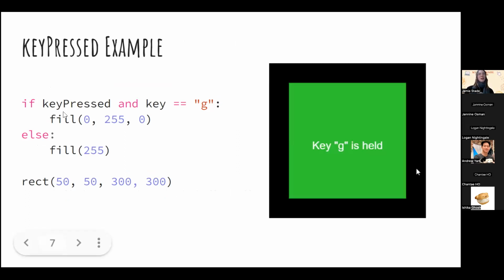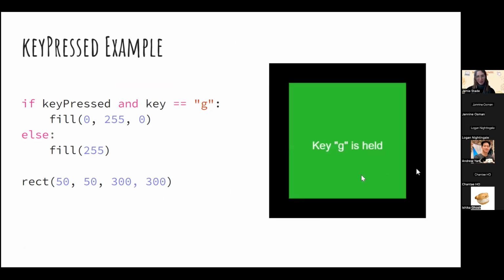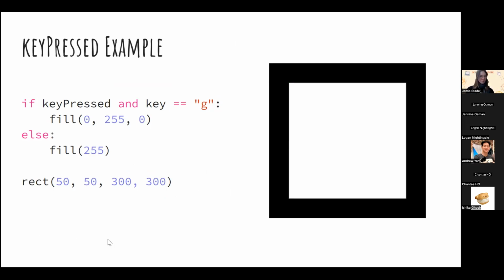So for example, if key pressed and key equals G, remember this is the comparison operator, we will fill the background with green. Then we'll have a program like this, where the background is green whenever we're pressing down the G key.